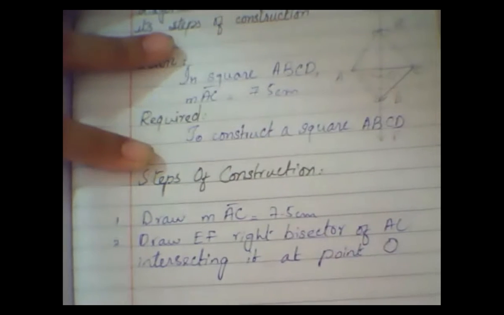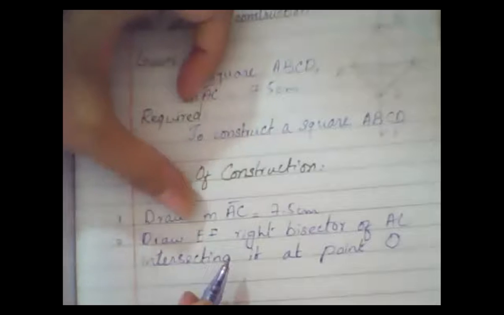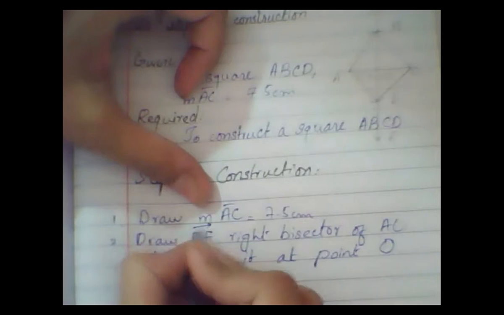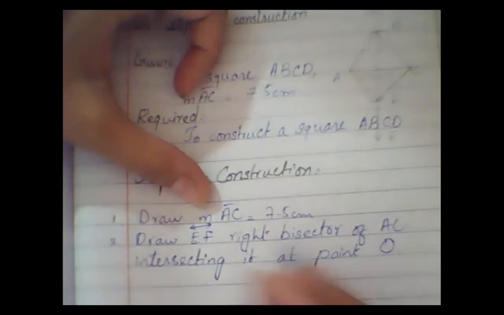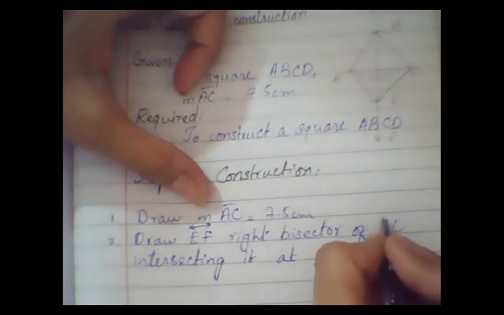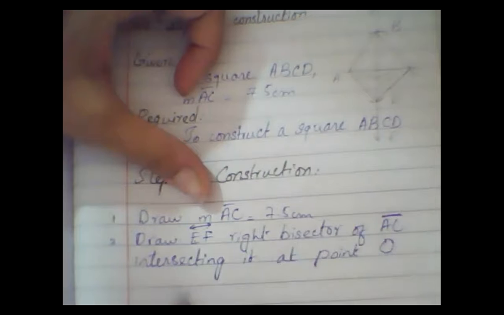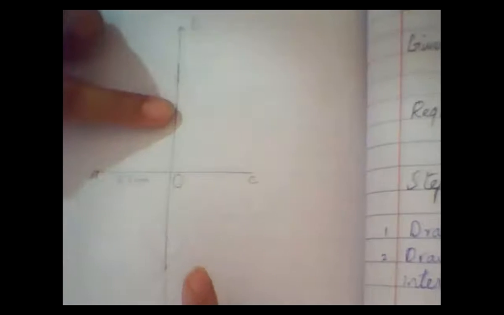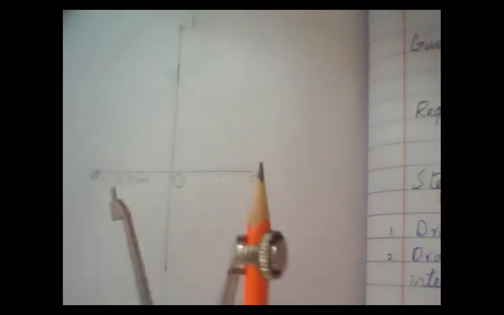Now bete, what we have to do over here? This is a straight line, so I have to draw the straight line over here. Draw EF, the straight line, the right bisector of AC. This is a line segment intersecting it at point O. Now what I have to do in my construction, I want B and D over here. Now how can I get B and D?